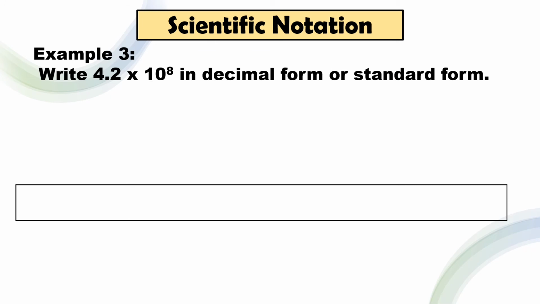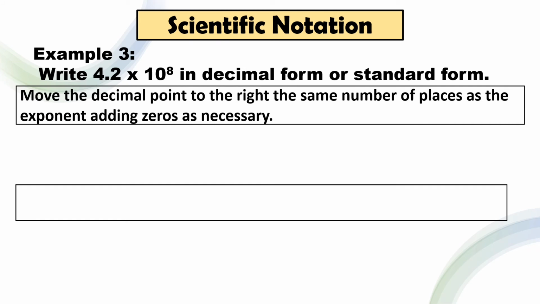Next, let's move on to another example. Write 4.2 times 10 raised to 8 in decimal form or standard form. So, dito ang gagawin naman natin, yung scientific notation, i-change natin siya into a decimal form or standard form. Now, first step, move the decimal point to the right the same number of places as the exponent, adding zeros as necessary. So, from 4.2, yung decimal point natin, magmo-move daw tayo ng 8 kasi ang exponent ay 8.